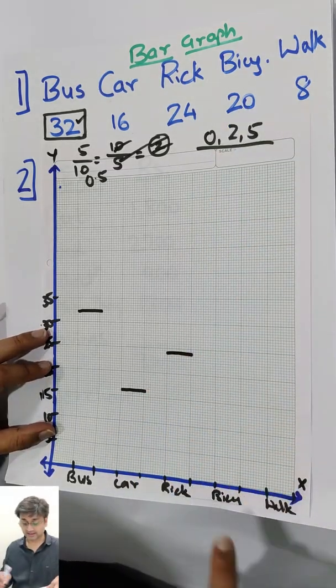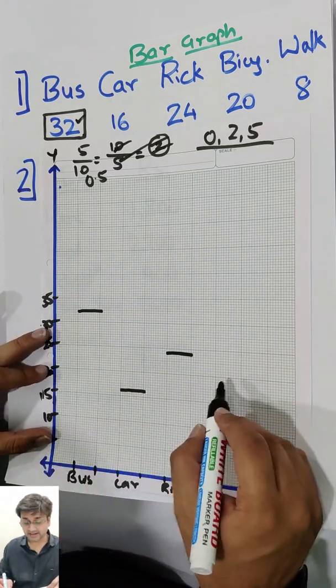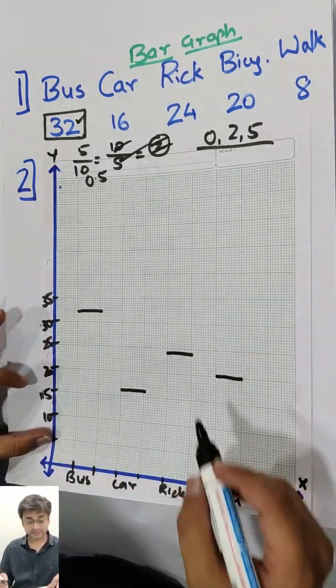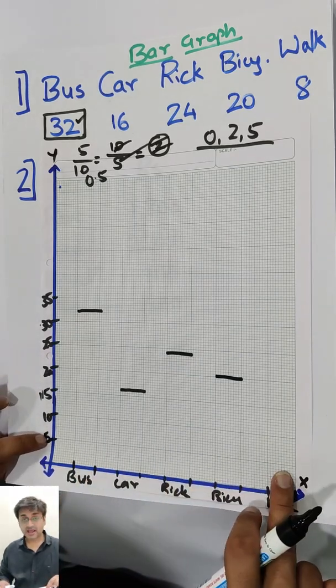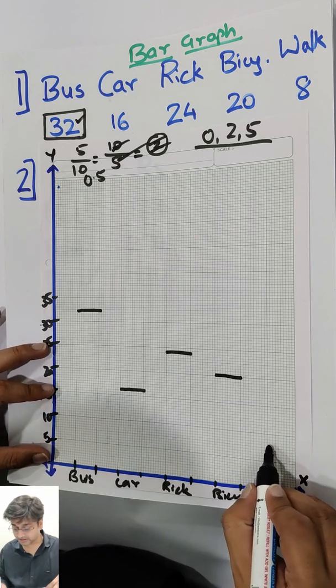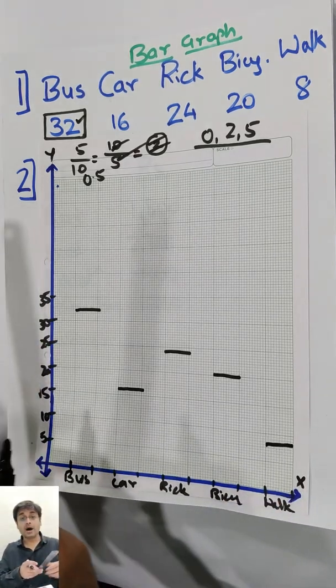Then the next one, bicycle. So get into the bicycle. 20. So 20 is directly ready made. So you don't have to rack your brains here. Walk, 8. So 8, 5. And then I need 3 more. So 6 lines. Alright, double it. So 6 lines. Count carefully the 6 lines. And now draw your bars.